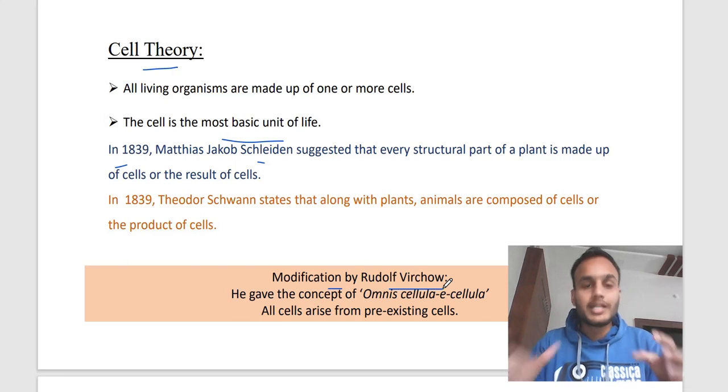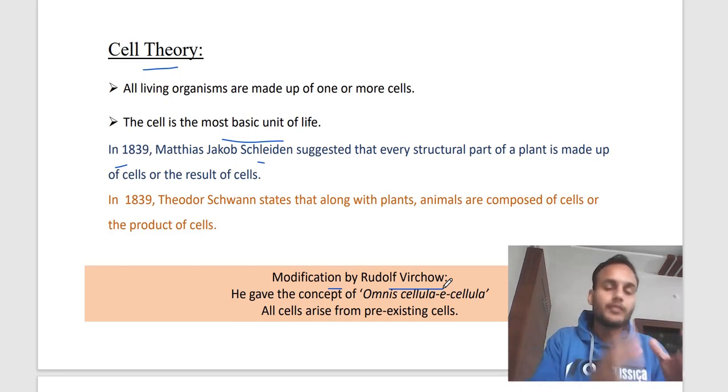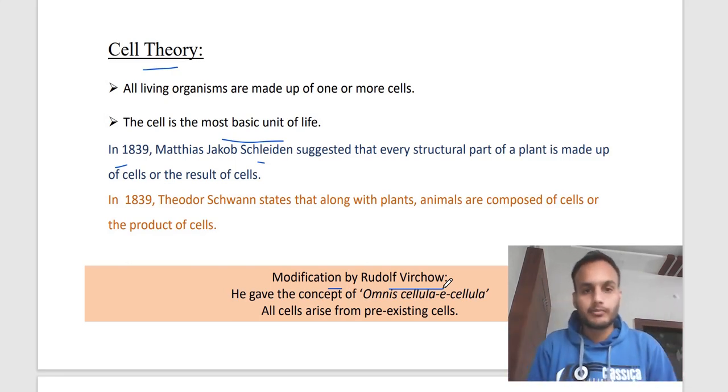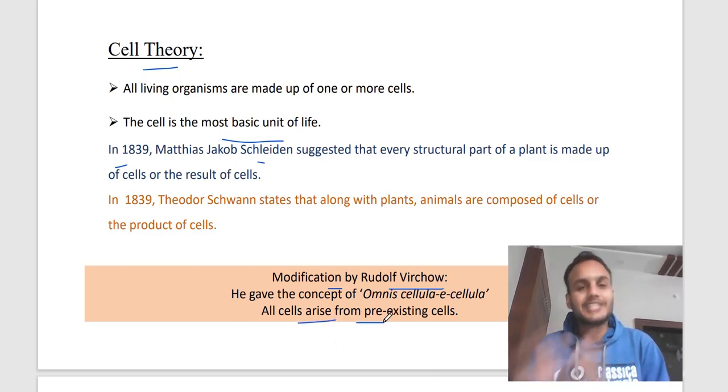Okay friends, it's very simple. A cell will give rise to a new cell. It is not like a cell will come from some other thing. A previous cell will give rise to a new cell. The statement says all cells arise from pre-existing cells.